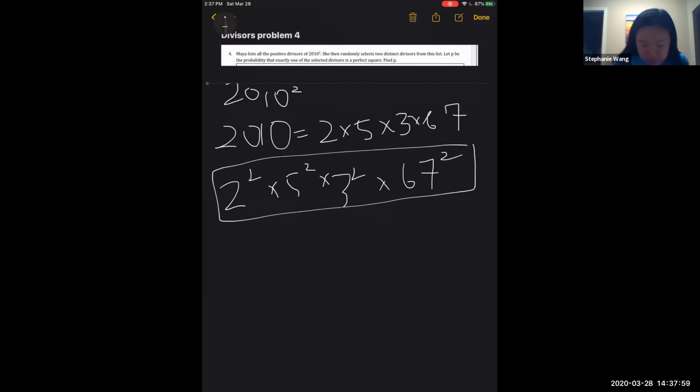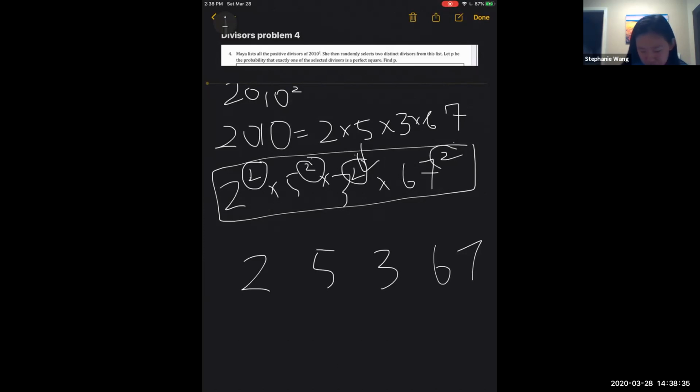We're trying to find, if Maya randomly chooses some divisor of this expression, what is the probability that the divisor she chooses is a perfect square? For those of you who don't know, a number can only be a perfect square when all of its exponents are even. And in order for a number to be a divisor, each one of these exponents has to be less than or equal to the original.